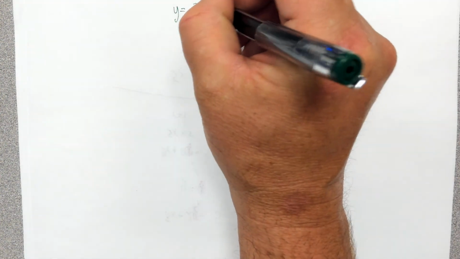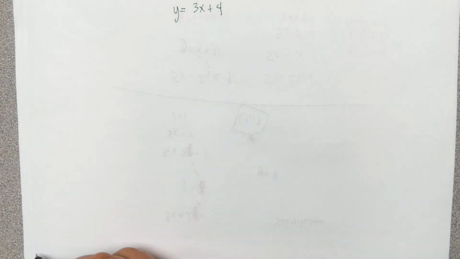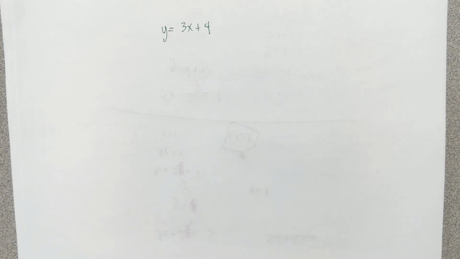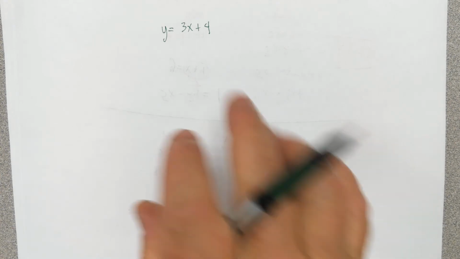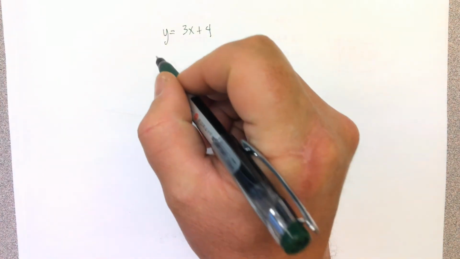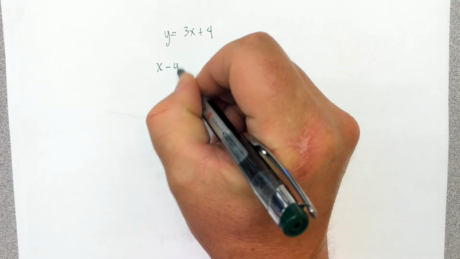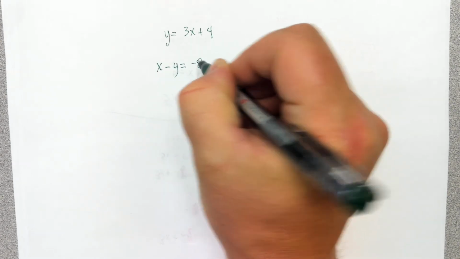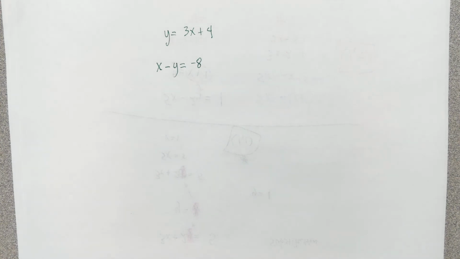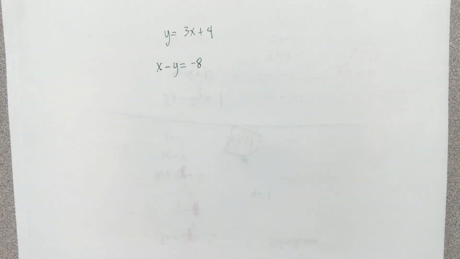y equals 3x plus 4. I put the answer there, I think. Yeah, okay, good. And then let's try that. So we're going to do substitution again. And substitution is smart because one of them is solved for y already.